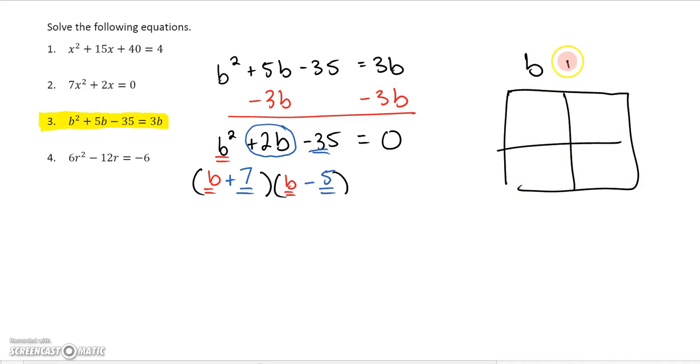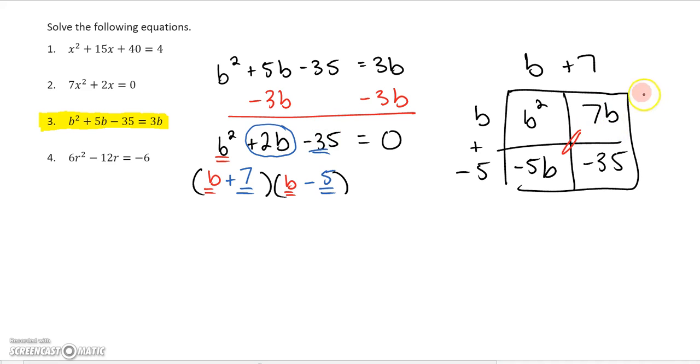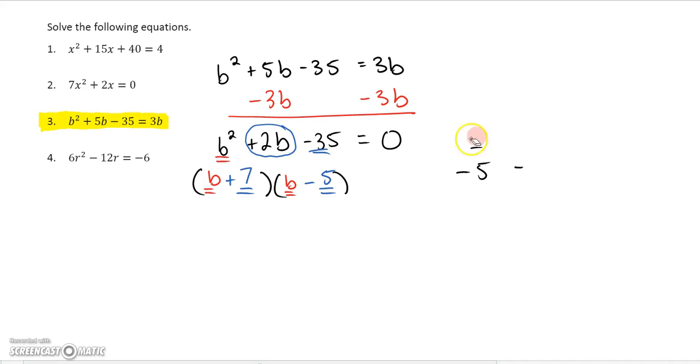Let's take our first factor, b plus 7, and b minus 5. That makes b squared, b times b. 7 times b is 7b. b times negative 5, negative 5b, and 7 times negative 5, negative 35. Quick check. We got b squared there, boom. We've got negative 35 there, boom. Do these two add up to make 2b's? Yes, they most certainly do. This checks. These are our two factors.